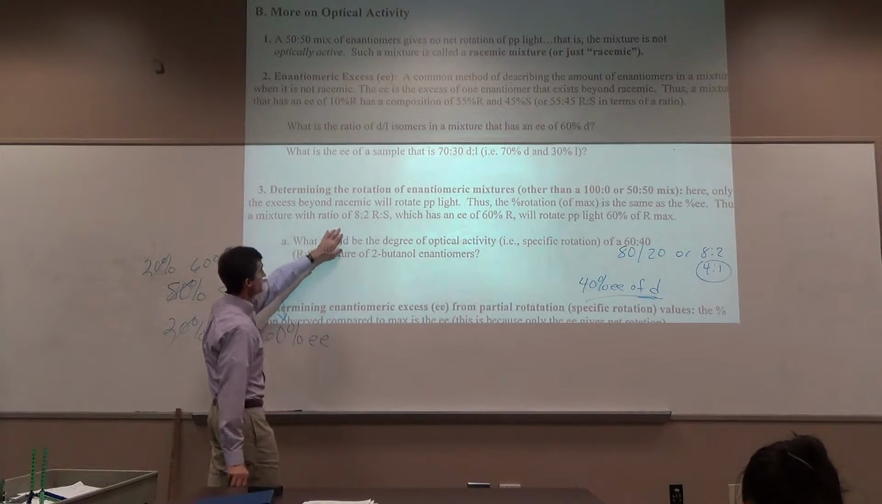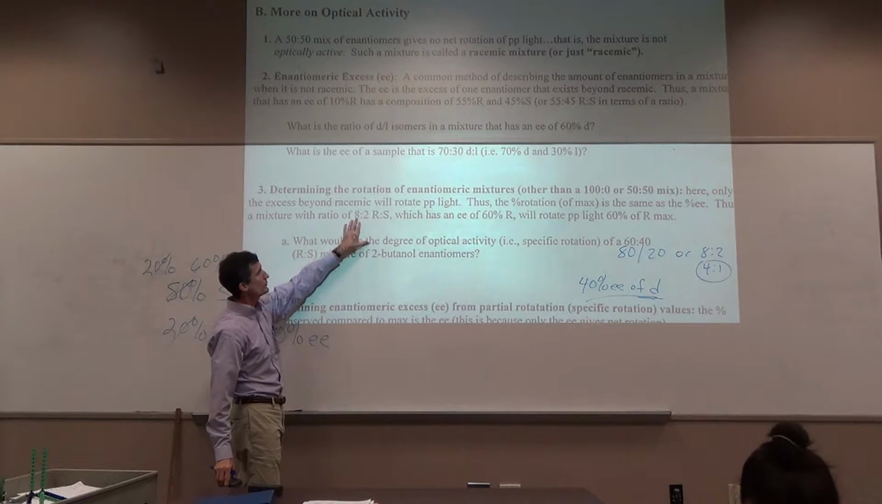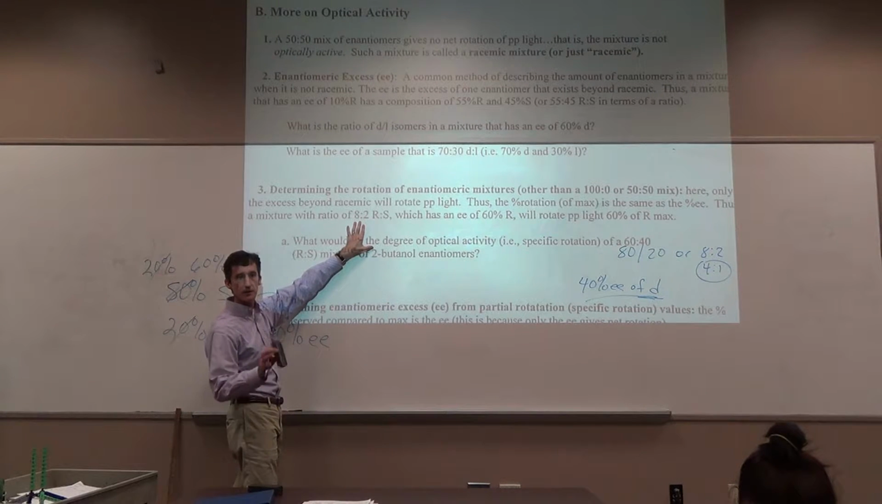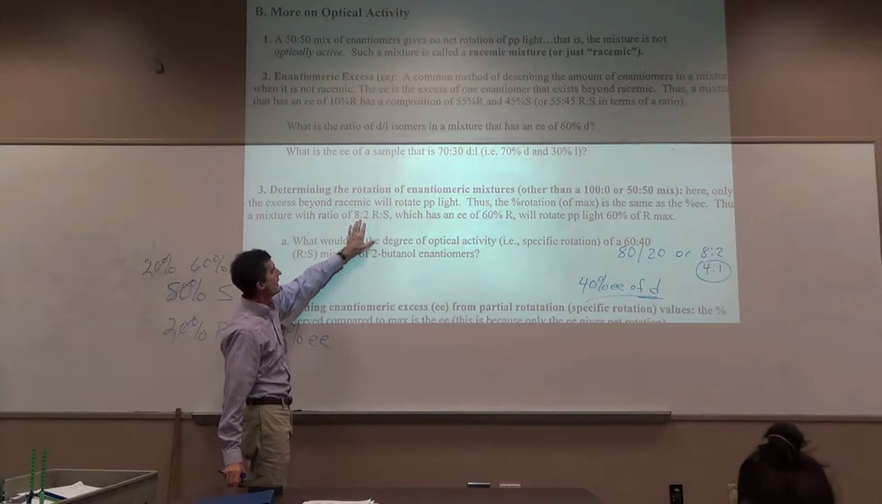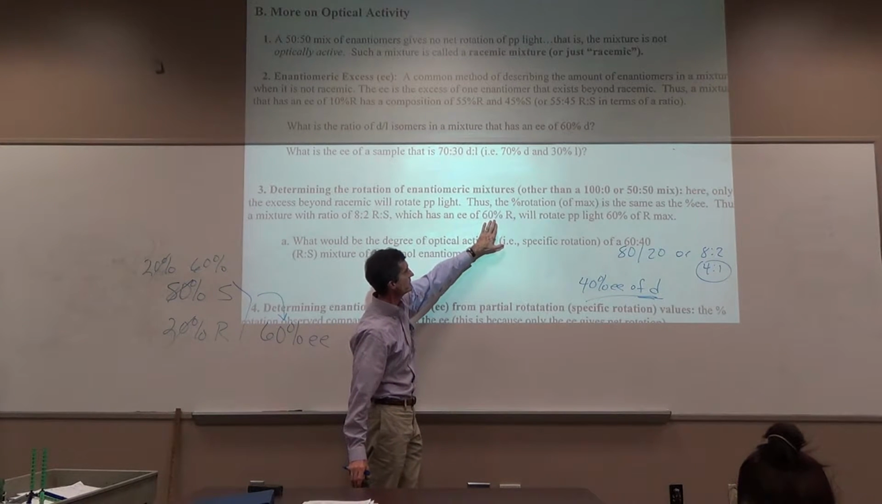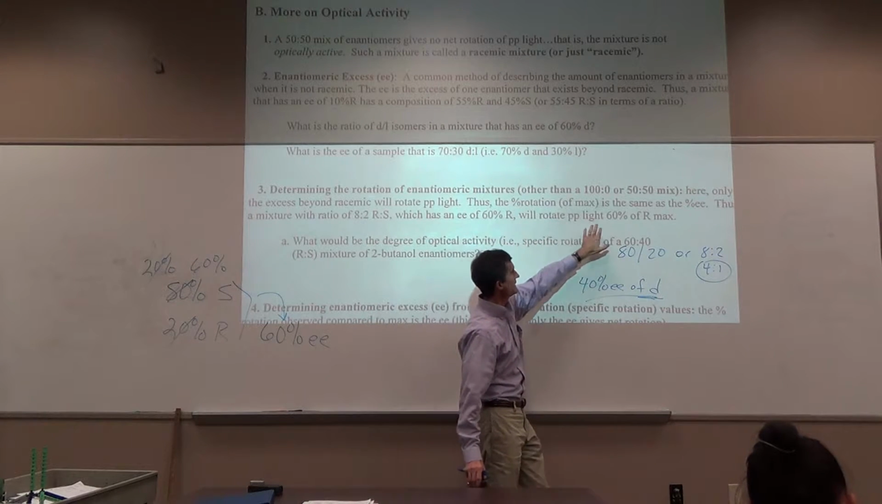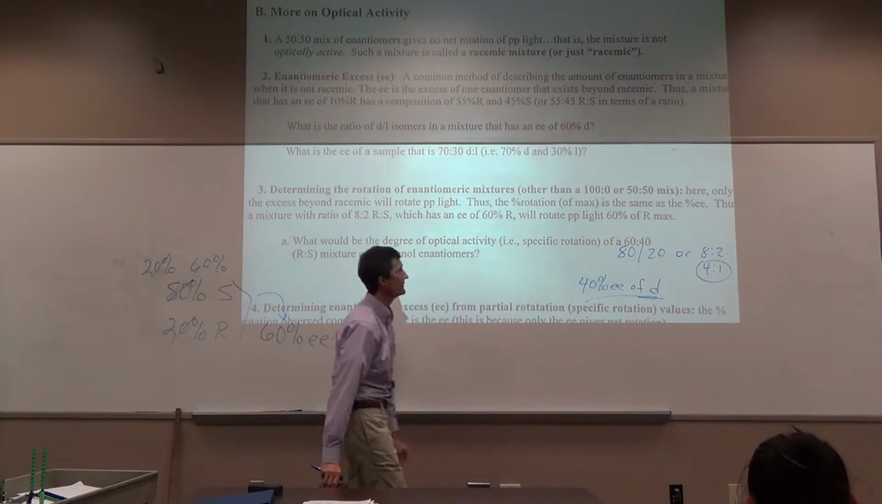Thus, a mixture with a ratio of 8-2 or 4-1. Let's keep it 8-2 so it's kind of like out of 10. 80-20. That means it has an EE of 60%. It'll rotate light 60% of max.